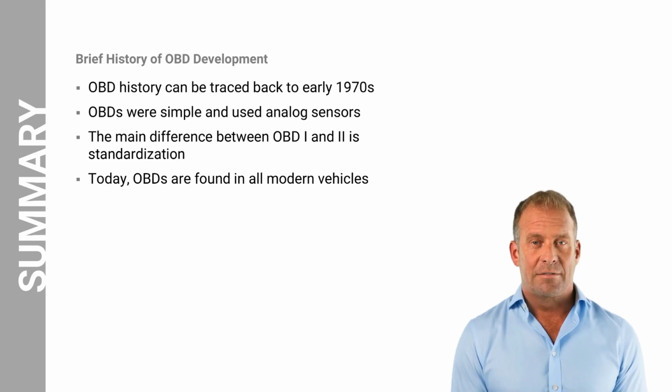Let us now summarize the lesson on the history of OBD development. The history of OBD can be traced back to the early 1970s when the U.S. government introduced the Clean Air Act. Early OBD systems were simple and used analog sensors to monitor vehicle emissions. The main differences between OBD1 and OBD2 are the level of standardization and the type of diagnostic information provided. Today, OBD systems are found in all modern vehicles and are a critical tool for diagnosing and repairing problems in a vehicle's engine, transmission, and emission system.